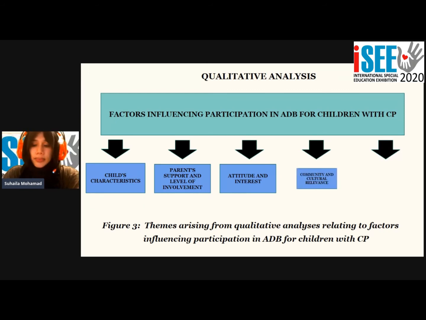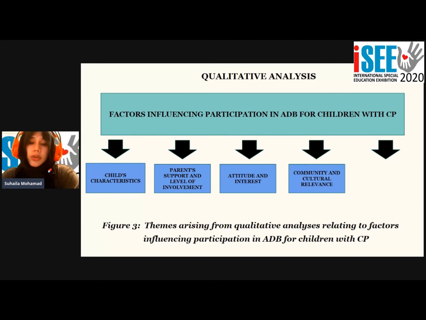Next, community and cultural relevance. The presence of a community, cultural, and sense of communal identity and belonging around performing art clubs was identified by parents as a major facilitator to participation in ADB. The importance of belonging to an activity for some children with CP was also highlighted.